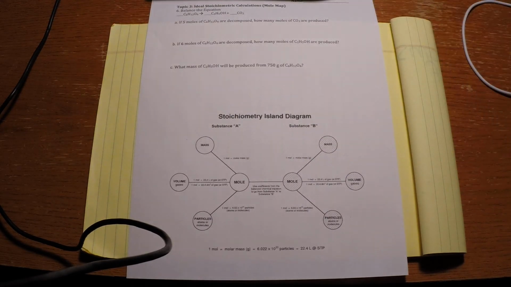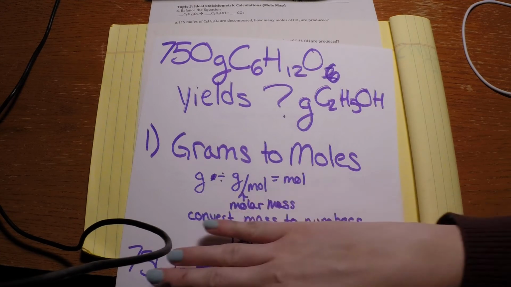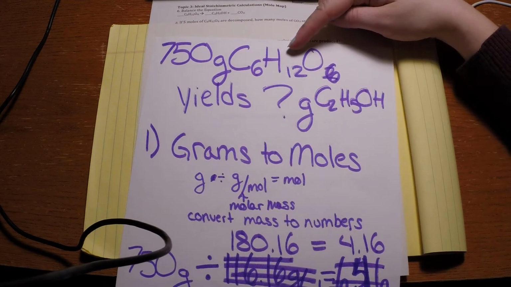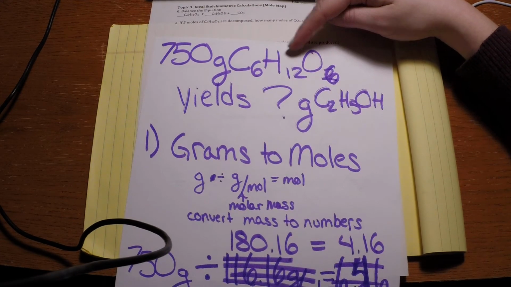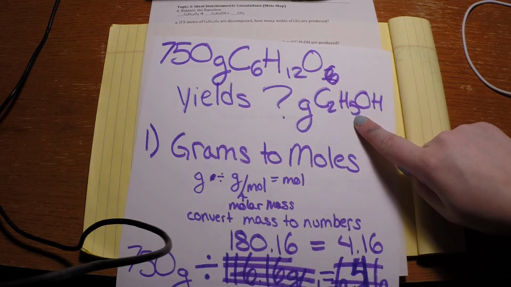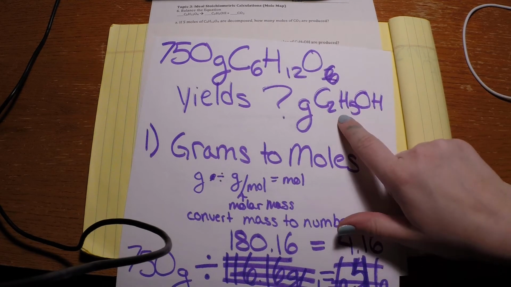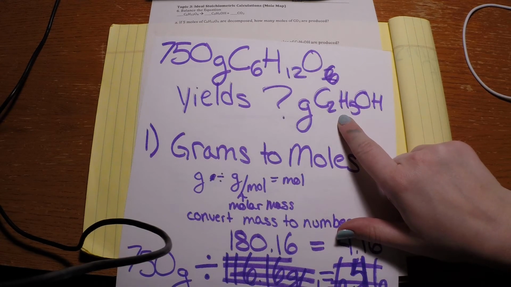So let's take a look at our problem. This is the very last problem on this summative. We have 750 grams of glucose, and that yields some mass of ethanol. This is ethanol. Yay, you now know what ethanol looks like.